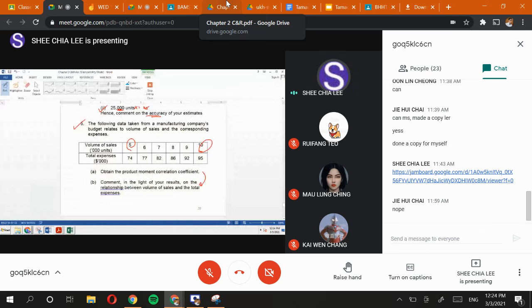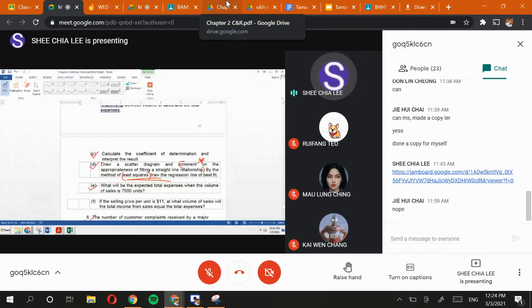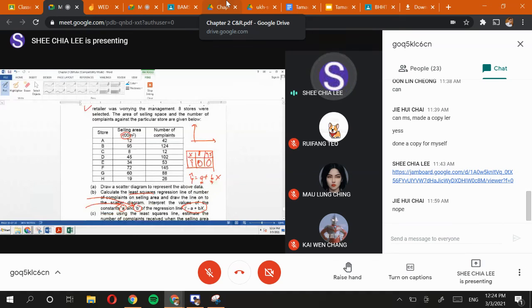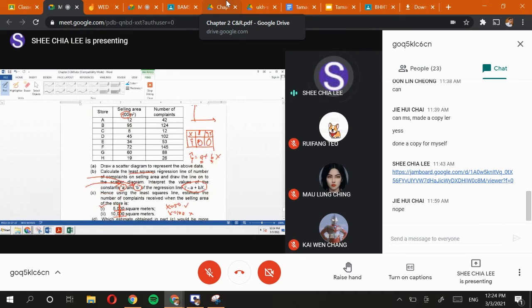Question 6. Selling area, the number of complaints. So same, draw the scatter diagram, then calculate the least squares regression line of number of complaints on selling area and draw the line on the scatter diagram, which means you need the regression line also. Then you interpret the value of A and B. This one I'll explain tomorrow. But how to interpret A and B.